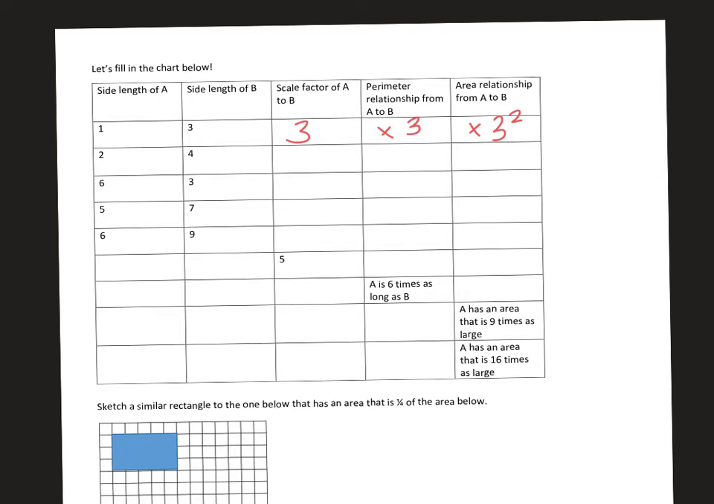That's going to be our pattern. So if I have a side length of 2 and a side length of 4, and I need the scale factor of A to B, I'm going to do B divided by A, which is 2. So my relationship from A to B for perimeter is going to be times 2. And my area relationship is going to be times 2 squared. I'm going to start making these as numbers. So this is times 9 and this is times 4.